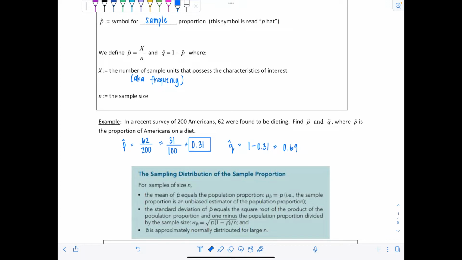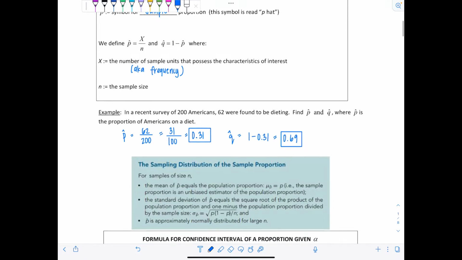We're going to need both p hat and q hat and p and q when we set up these confidence intervals. So when we talk about the sampling distribution of the sample proportion, we basically want to know, what sort of confidence interval would make sense to use when we're talking about proportions. Is it the z? Is it the t?